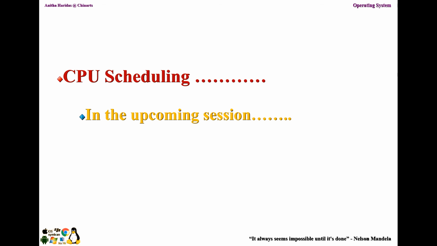With that we are completing the process concepts, like the basics of what is meant by a process, process creation, process termination, and inter-process communication. All those concepts we have covered in the first part of the second module. Now the second part of the second module is going to deal with CPU scheduling, the most interesting part. So we'll be discussing it in our upcoming session.